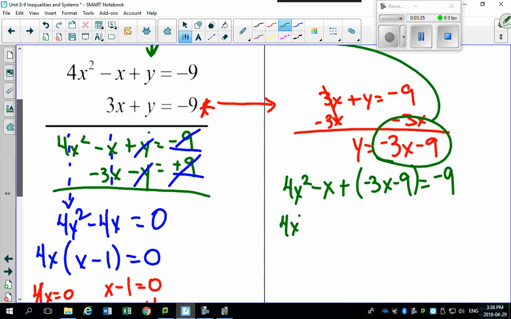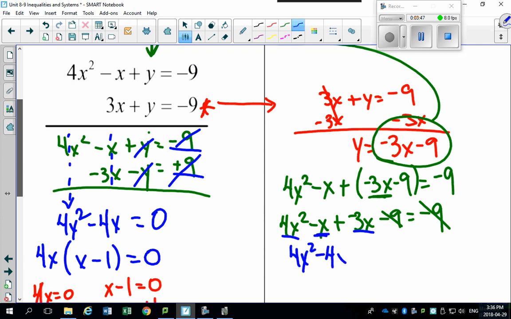4x squared minus x plus the negative 3x minus 9 equals minus 9. Look at this. Minus 9 and minus 9 cancel, because similar things on opposite sides of equal signs are gone. Combine like terms. There's your 4x squared. Your minus x and minus 3x gives you minus 4x, and that equals 0. And oh my goodness, I'm having deja vu all over again.